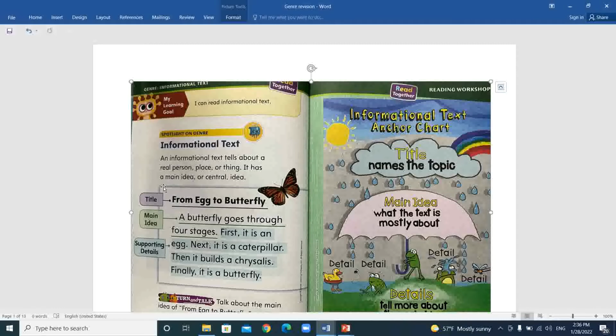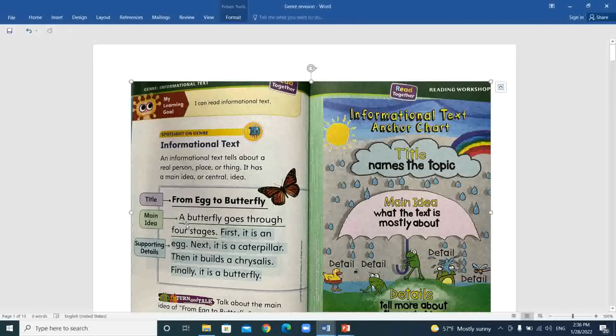The first informational text we read was about frogs, the life of a frog, and we read about its life cycle. Okay, here is a sample, a short informational text of the life cycle of a butterfly, where it starts as an egg until it becomes an adult butterfly. The title, From Egg to Butterfly. The title is the name of the story, okay, and sometimes it can give you what the topic is mostly about.